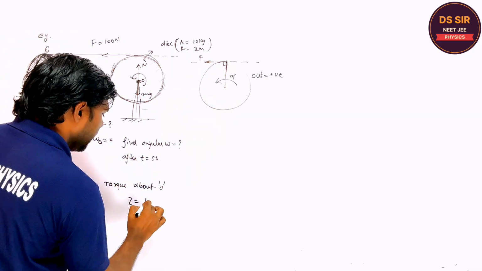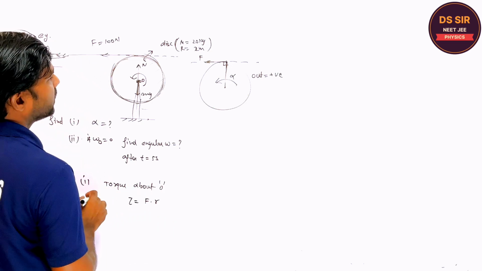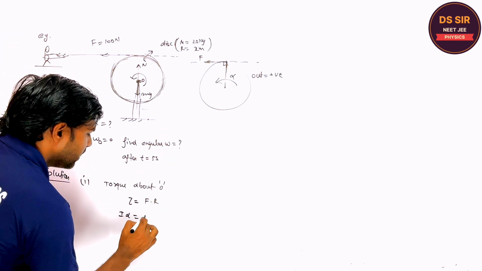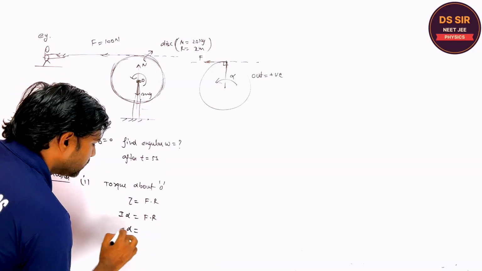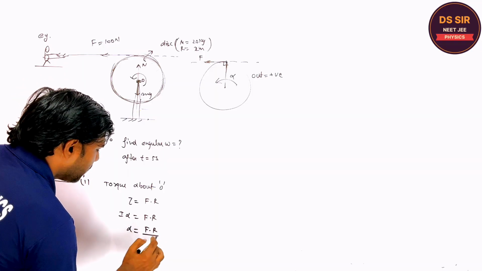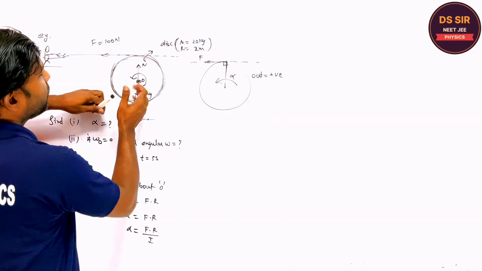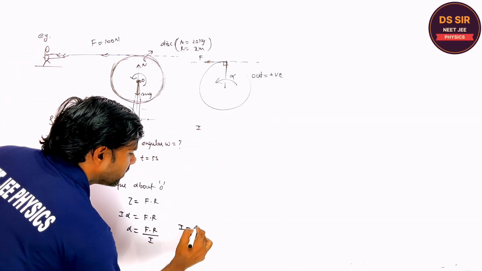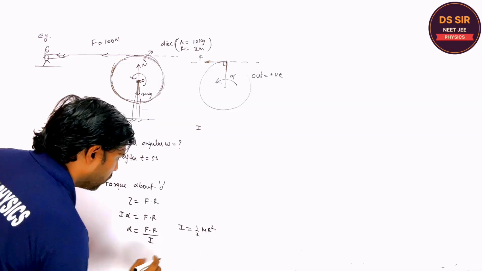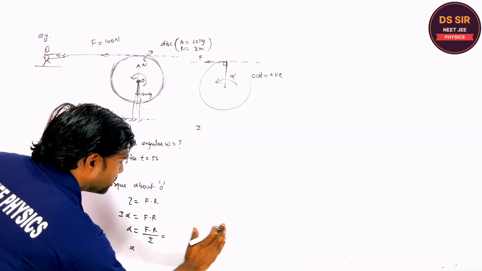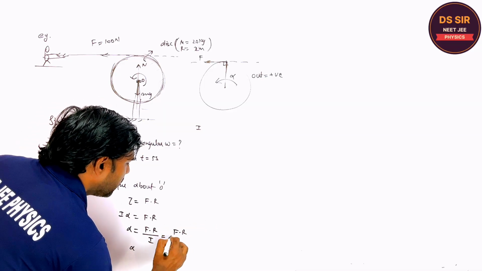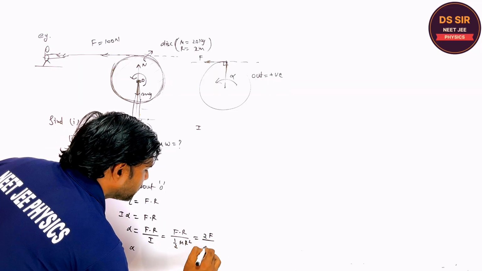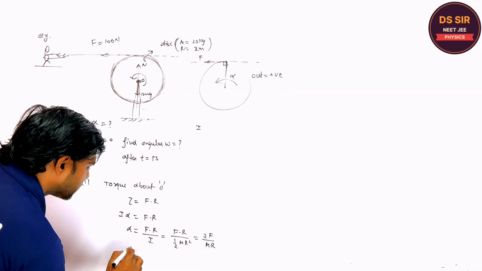So the net torque is force multiplied by perpendicular distance, and the radius I can write as r, and net torque is equal to I alpha. So alpha is equal to force multiplied by r divided by I. And what is the moment of inertia of the disc? It is half m r squared, if you know. So alpha is equal to F into R divided by half m r squared, which is 2F upon m R, the angular acceleration.